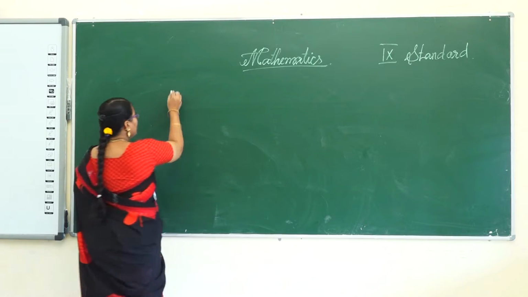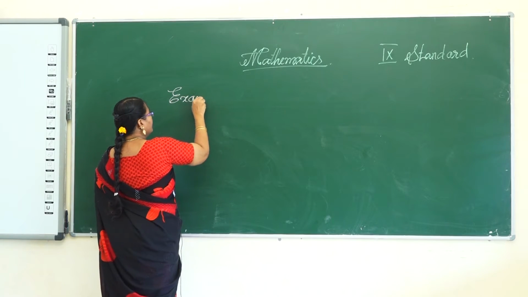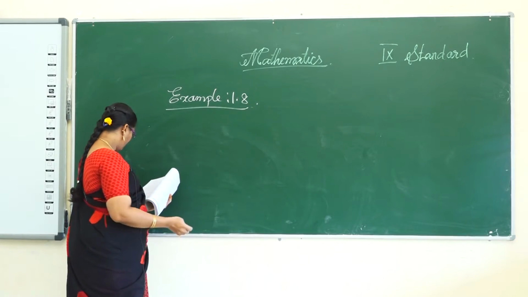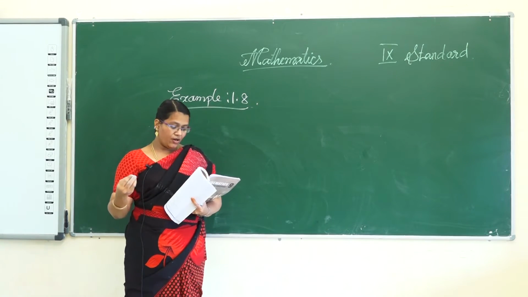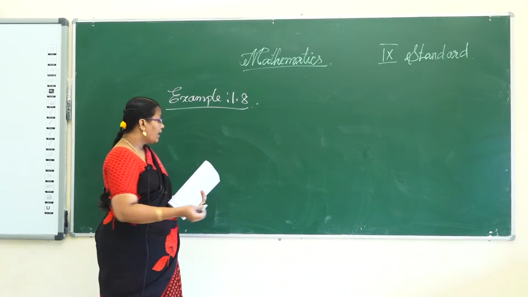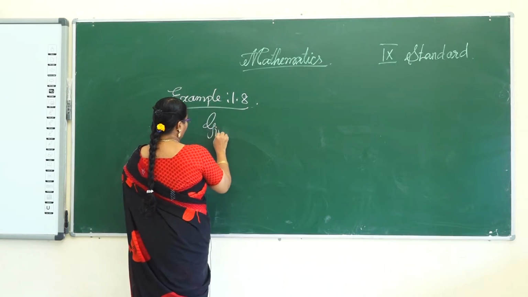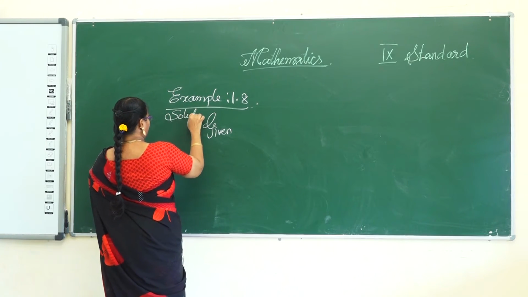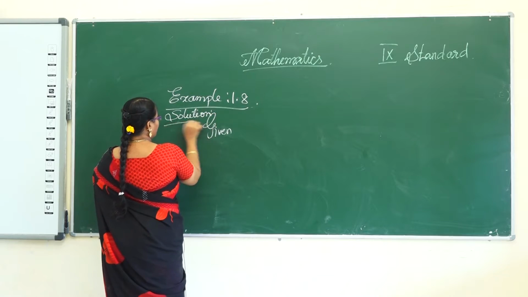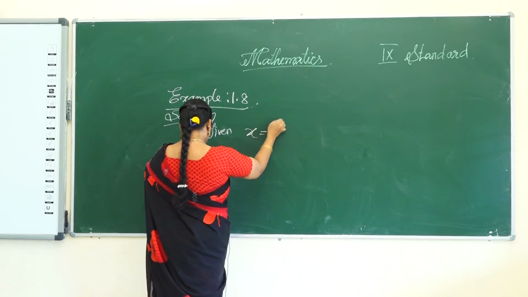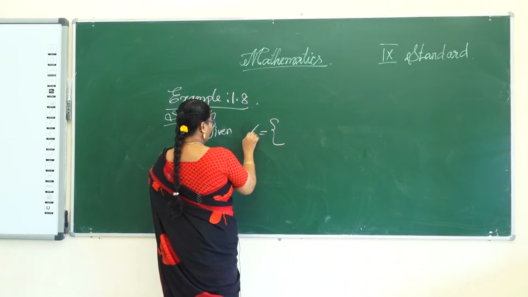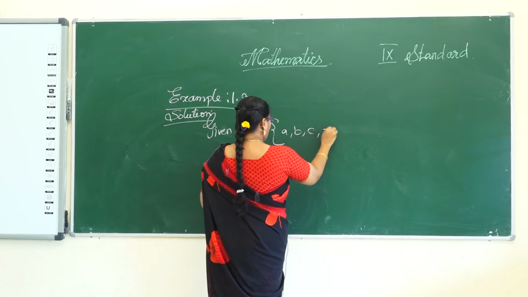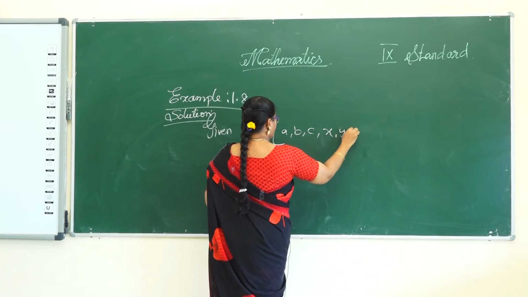Example 1.8. Find the number of subsets and the number of proper subsets of the set X given. Solution: the set capital X is equal to {a, b, c, x, y, z}.